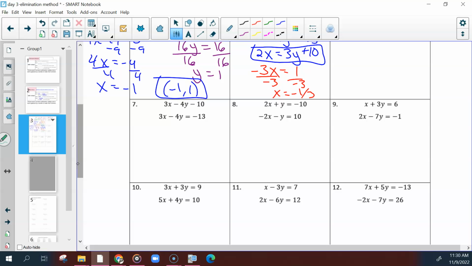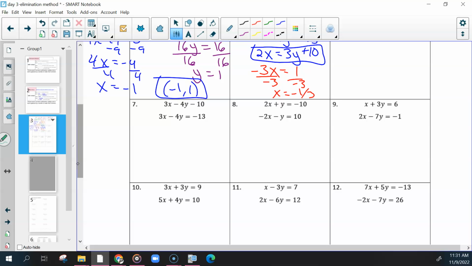Look at number 9. Everything lines up. Do we have a common coefficient in number 9? Are they the same? No. So in this problem, we can't just add or subtract them. If they're not the same, we won't get the right answer. We have to make one of these the same. It doesn't matter which one.